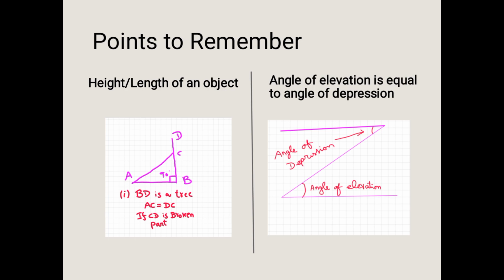And so we can say that the length of AC will be equivalent to CD. And next, on the right side, from the diagram we know that the angle of elevation is equivalent to the angle of depression. Angle of elevation means when you see upwards. When you see downwards or observe from the top of the building to the ground, that is called angle of depression.